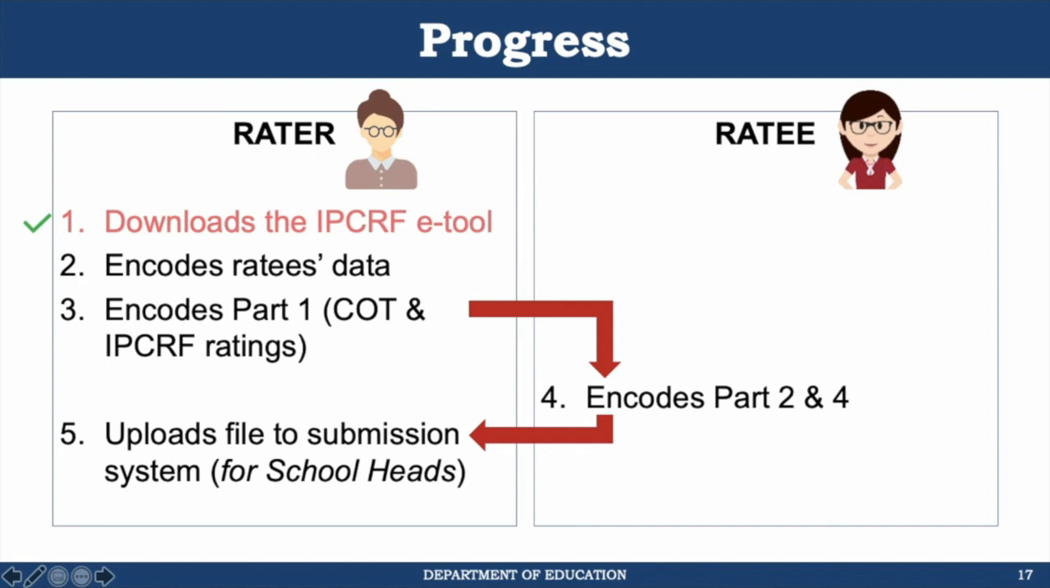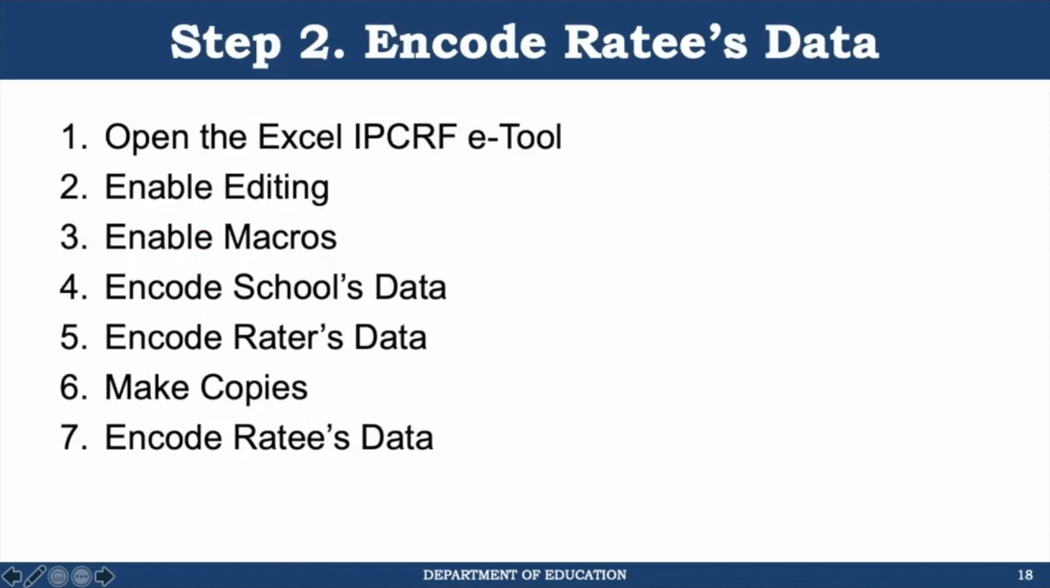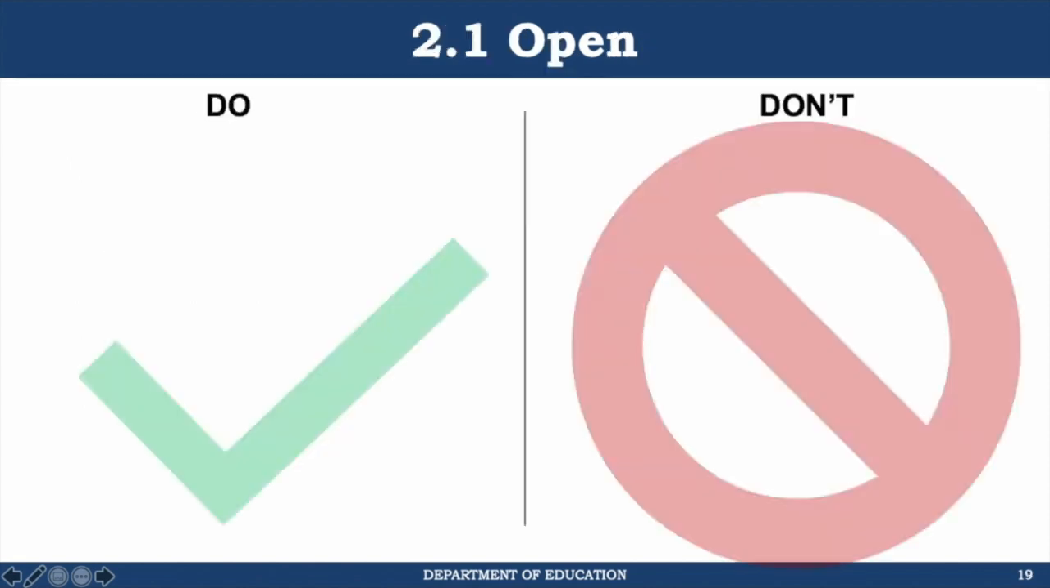Now that we've downloaded the IPCRF electronic tool, let's proceed to the second step, which is to encode the ratees' data. Here are the activities for step 2: opening the Excel IPCRF electronic tool, enabling editing, enabling macros, encoding the school's data, encoding the raters' data, making copies, and encoding the ratees' data. To begin, we need to open the Excel file.